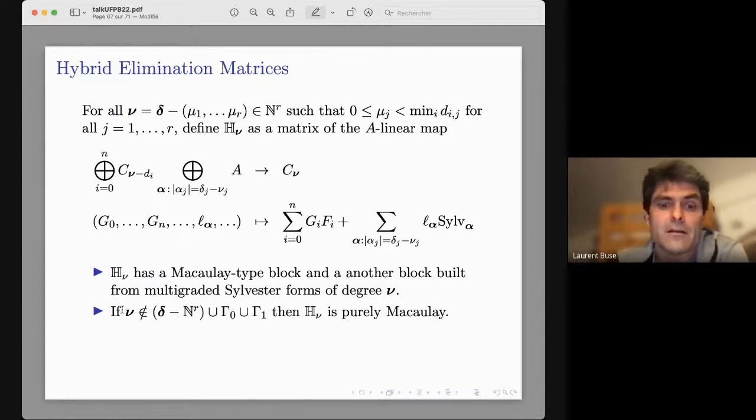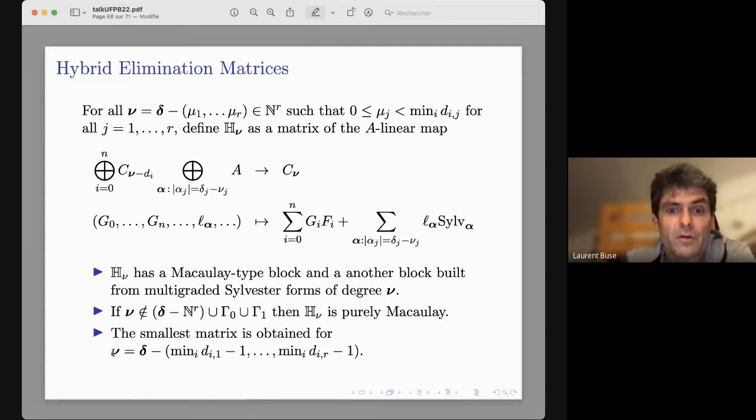And you see that if nu is not in the zone that I described before, that is delta minus n to the r union the red and the yellow regions gamma 0 and gamma 1, then this H nu is purely the Macaulay, so you don't have Sylvester forms. But in this degree, you see here the gain, minimum of d_i. If you remove this, you still have an elimination matrix that has the expected property. So what we gain is exactly to be able to push the term minus this to the classical Macaulay construction.